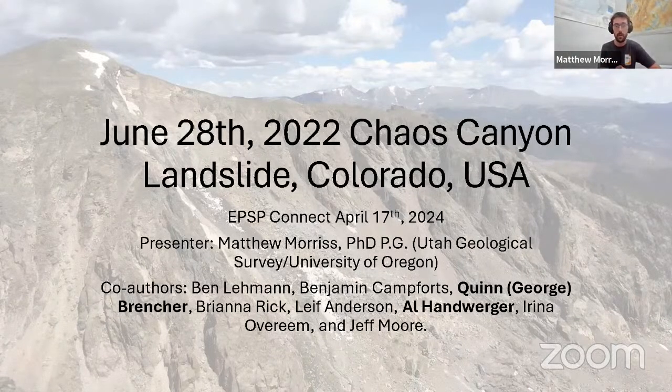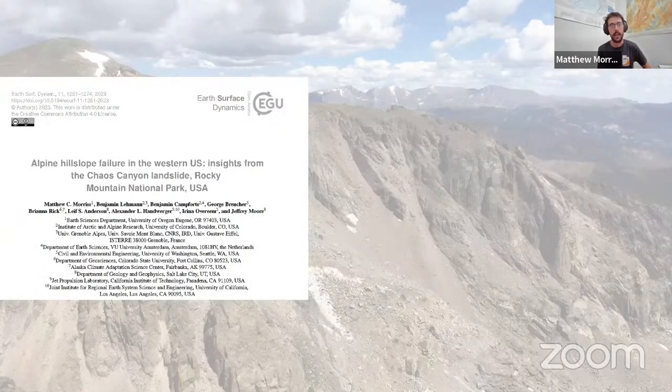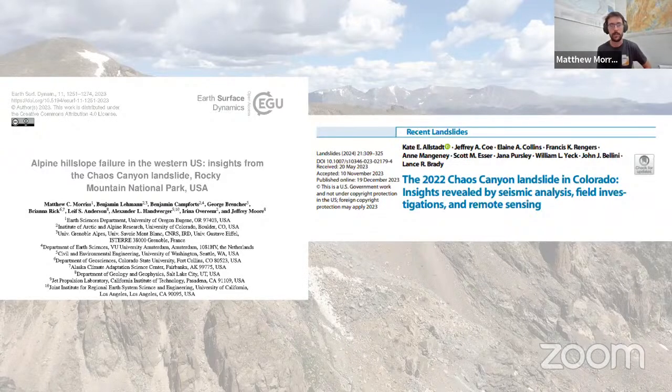And this work, if you're more interested and curious, is covered in our recent Earth Surface Dynamics paper that came out late last year. You can see it was quite a diverse group of folks. I was very excited to work with people with so many backgrounds and experiences. And there's also a second paper published about this landslide that came out of the US Geological Survey, you can see here on the right, by Kate Alstad and others. Both papers are very interesting in how they study a landslide from different angles and come to similar conclusions.